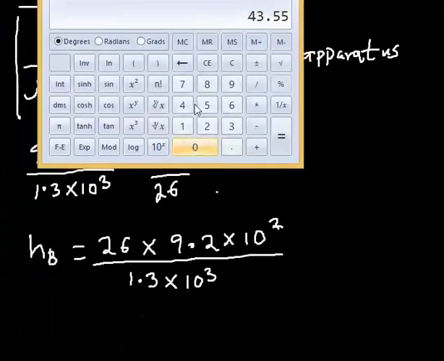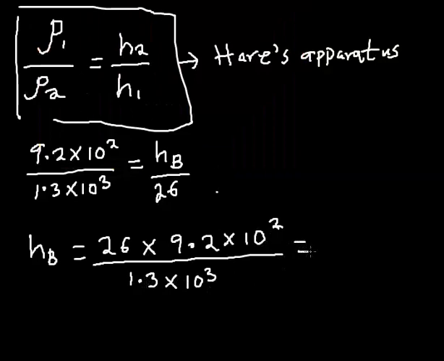Let me bring the calculator here. 26 times 9.2 times 100, then divided by bracket open 1.3 times 1000 bracket close. Of course, 10 to the power 3 is 1000. So everything now is going to be 18.4 cm. So that is Hare's apparatus. That is the application of density and atmospheric pressure.